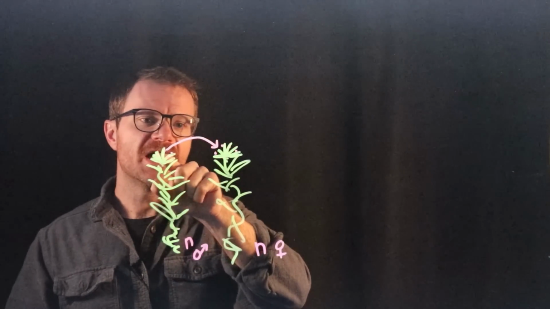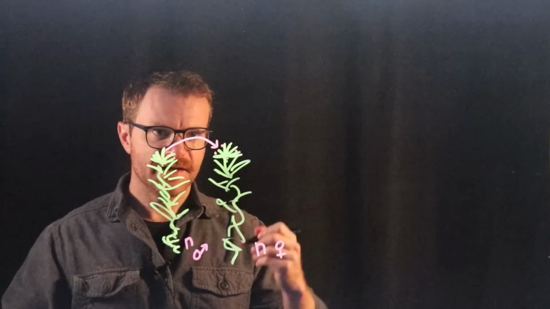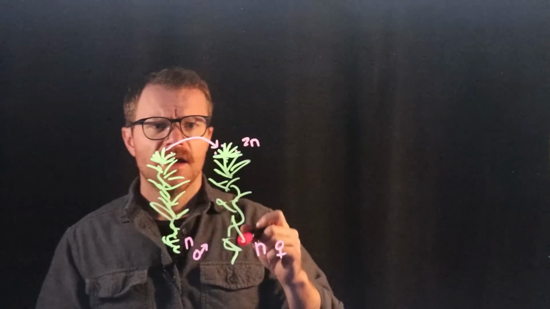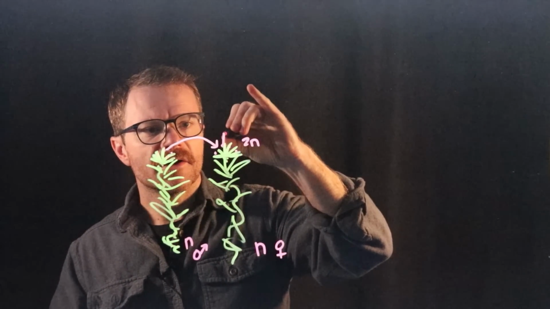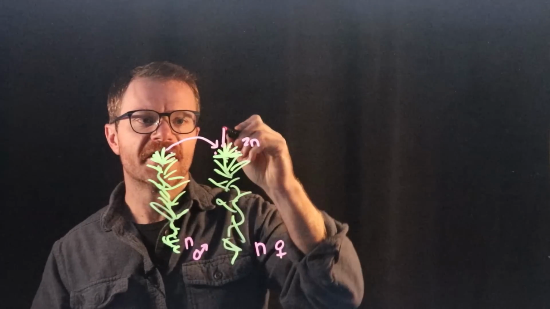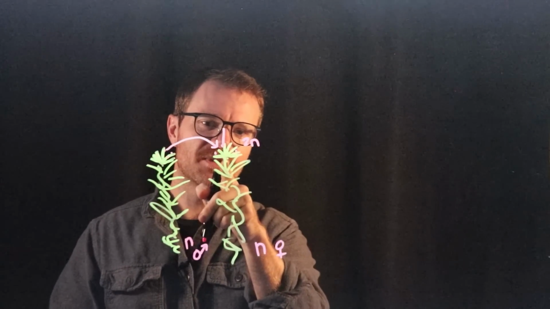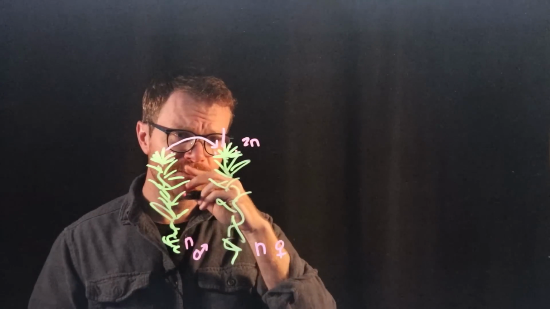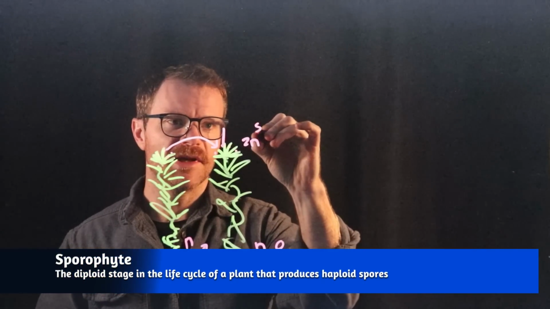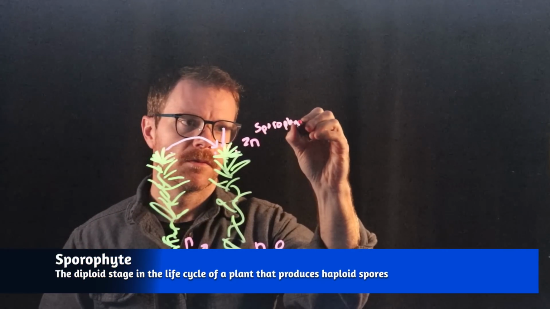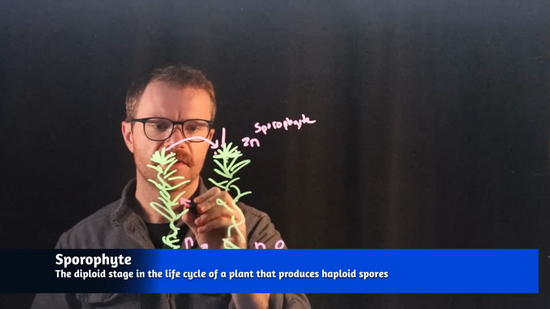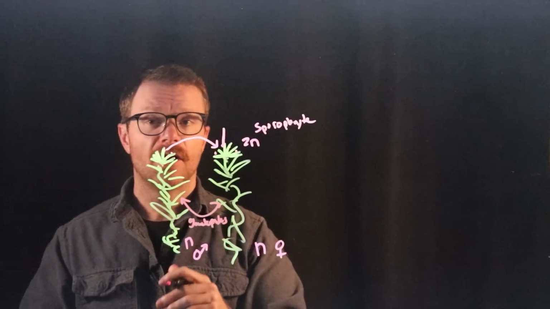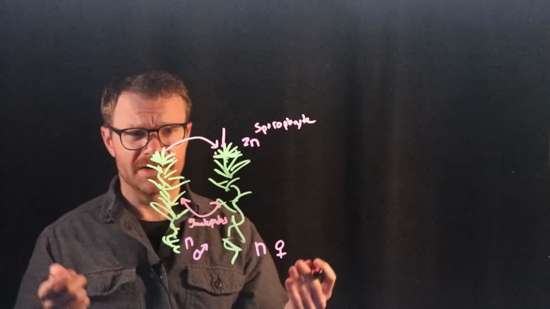But if water moves that sperm to an egg, it gets fertilized and becomes 2N. Here's where things get interesting. This little being here contains the cells from its mom, but also contains this set of chromosomes from its dad. This is now a sporophyte and not a gametophyte. These down here are both gametophytes. Remember, gametophytes are haploid organisms.